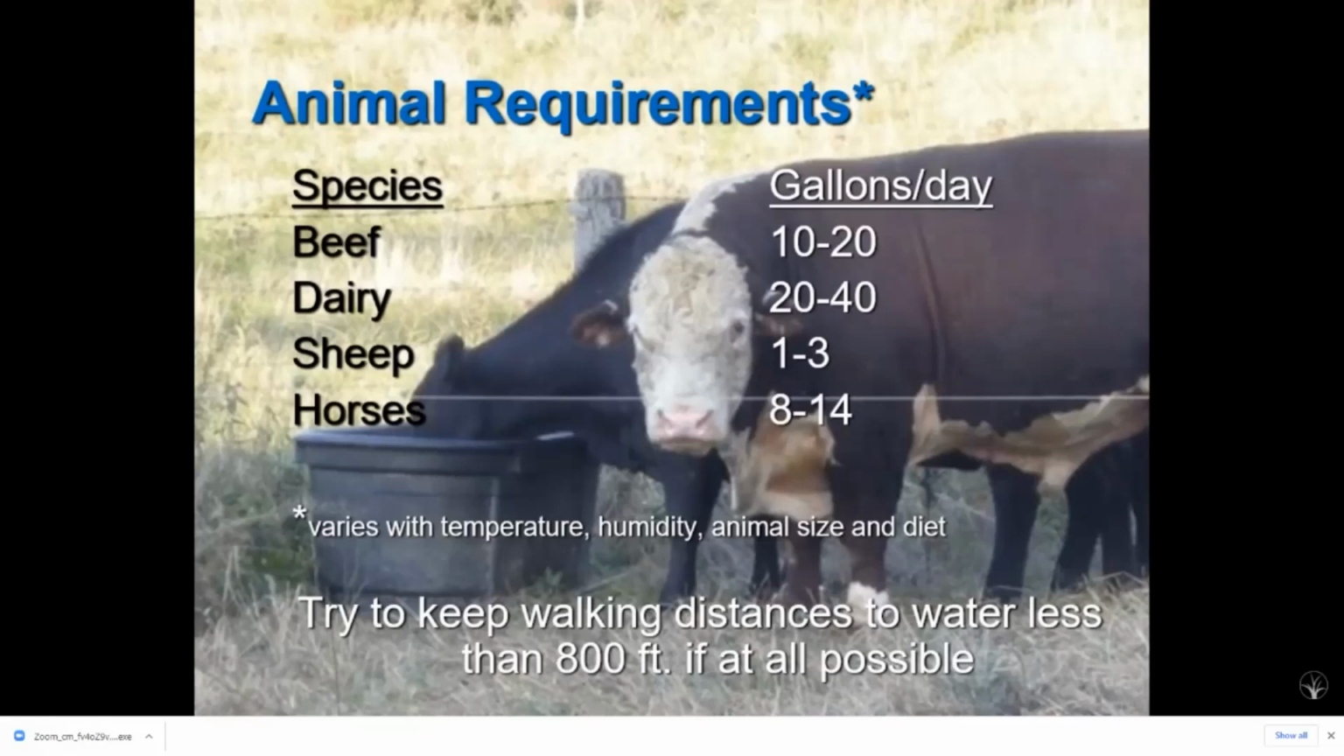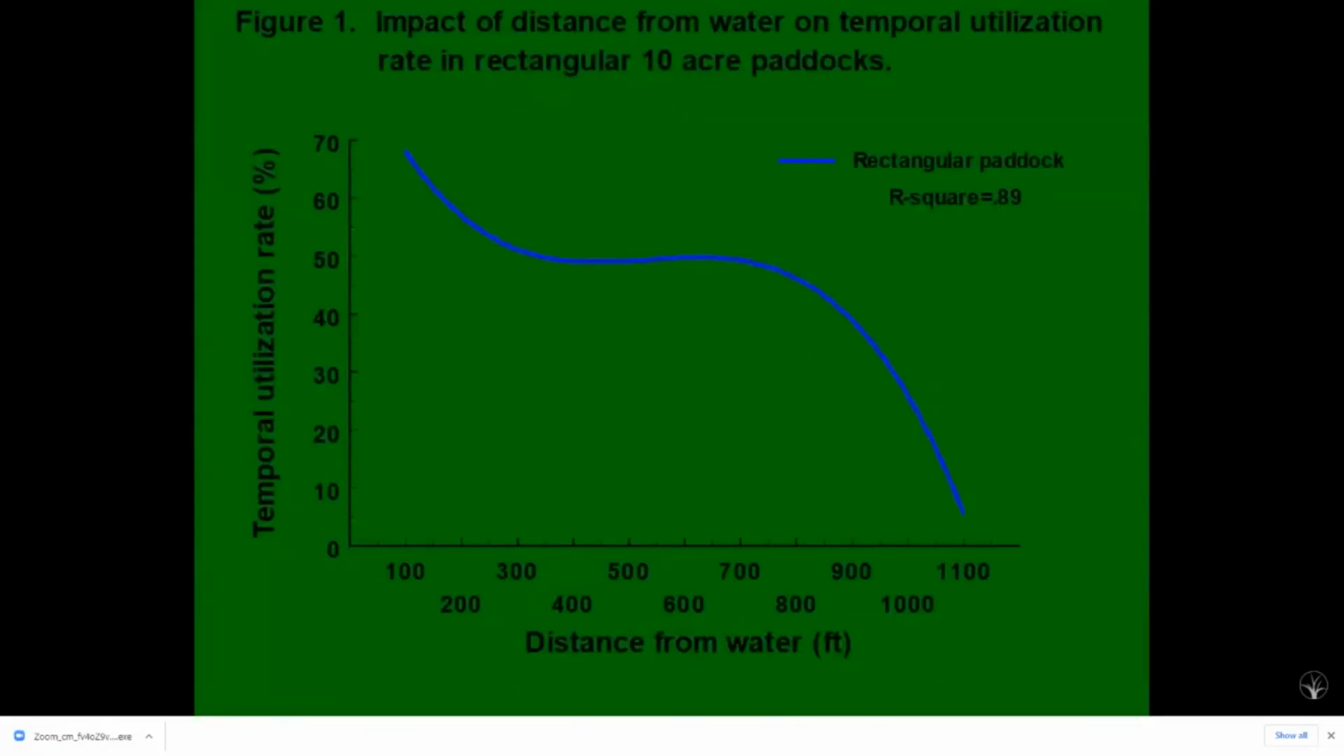And as we're talking about animal requirements, we also would like to keep the walking distance to water at somewhere less than 800 feet, just because their efficiencies go way down when our livestock have to walk further than 800 feet to water. Another slide I borrowed from Jeff's presentation, but this just shows the utilization rate based on distance that livestock have to walk to water. And that's where we get this 800-foot idea.